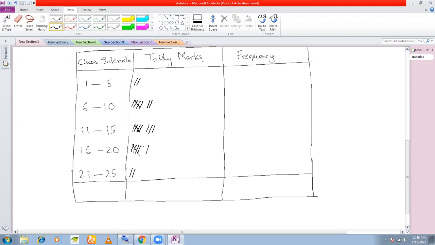Now I'm going to count. Now if you see 1 to 5, how many strokes are there? 2. So the frequency is 2. So between 1 to 5, whatever numbers or observations you are getting, how many times do they occur? They occur twice. That is why the frequency is 2. From 6 to 10, whatever observations occur between 6 to 10, how many times do they occur? You have 5 strokes here and 2 strokes here. So 5 plus 2, 7.